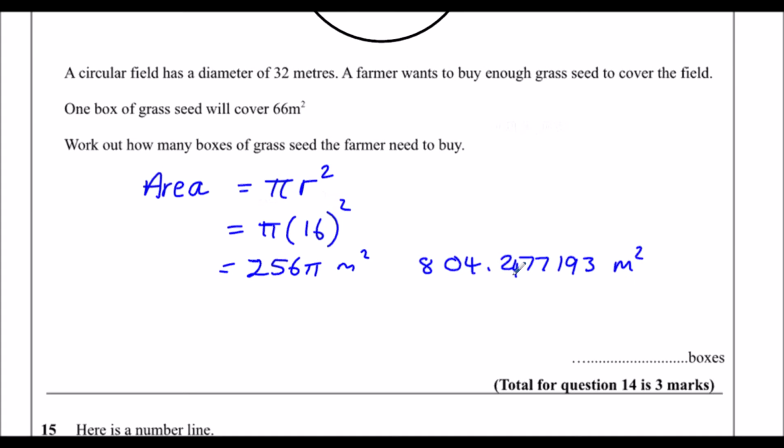So I'm going to take the answer from the calculator and divide it by 66. So how many 66s go into that field? And that's 12.18557 and so on. I can't buy 12.185 boxes of grass seed, so I'm going to need to buy 13 boxes to cover the field.